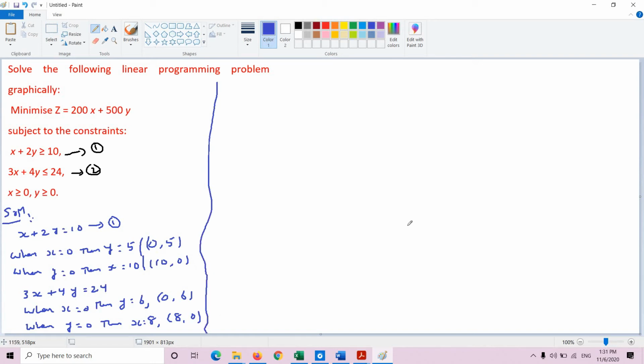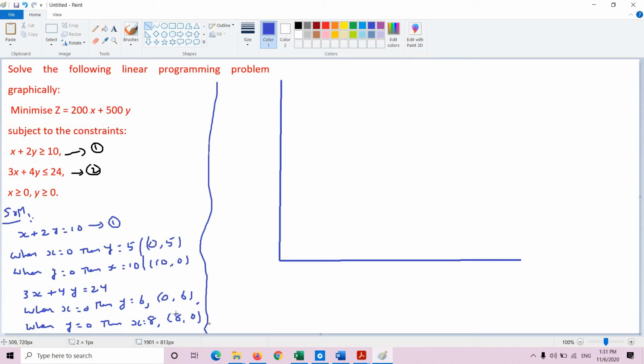Then after that, we are going to draw a graph now. Let us take the x-axis and y-axis. This is the x-axis, I have drawn it. Then the y-axis I am going to draw. This is the x-axis and y-axis. Let us scale the x-axis and y-axis.